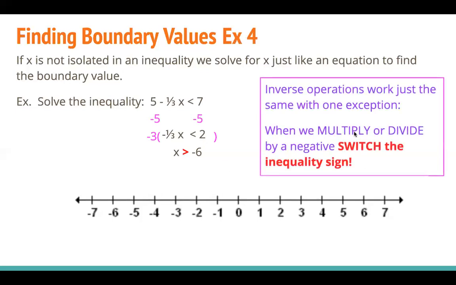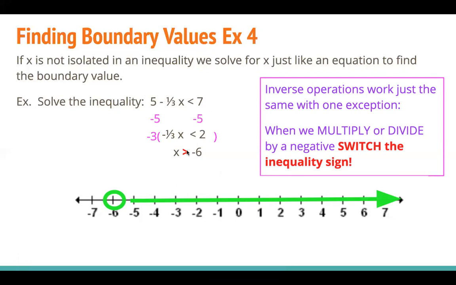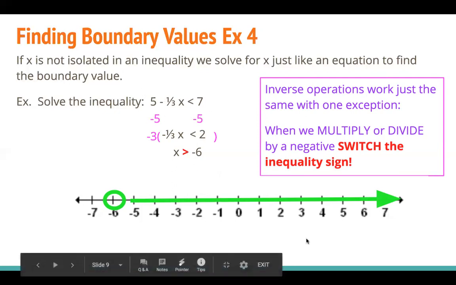So now my boundary value is -6. It's not included because there's no line underneath. It does not include -6. And I shade to the right because it's greater than. And I can always plug in some of these answers to check them to make sure.